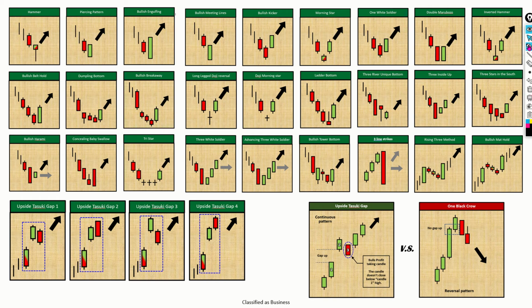So not to worry too much about all these names here: double marubozu, inverted hammer, and even the ones with long names like three river bottom or three river unique bottom, three inside up, three stars in the south. It all sounds too fancy, right? But not to worry about that. Let's dissect some of these candlesticks and how they work, what the dynamics are.